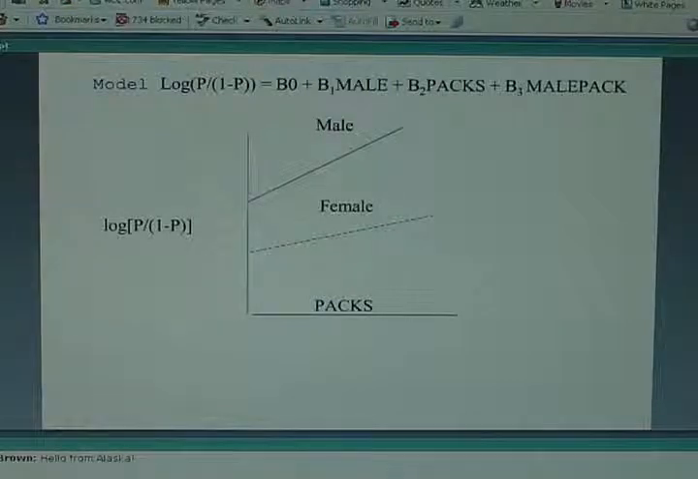The intercept of this line would be B0. The slope of this line would be B2.